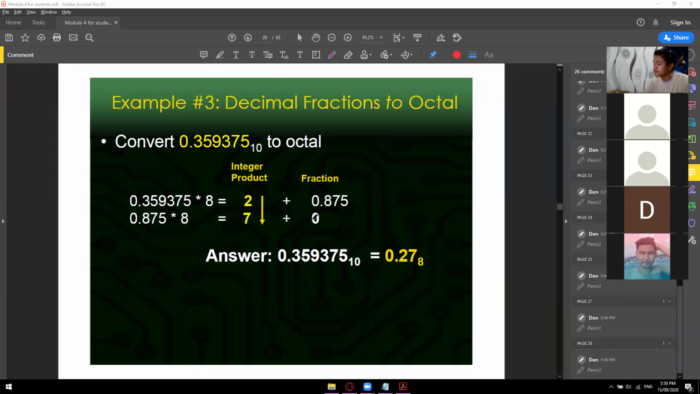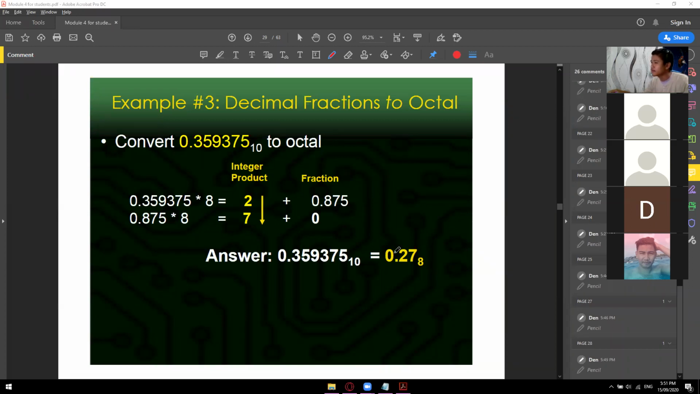Okay, and then 0 in the fraction. So once the fraction is 0, that is the time that you will stop multiplying. Then whatever is in the integer product, just get this from top to bottom. So 27, or 0.27 base 8. Okay?